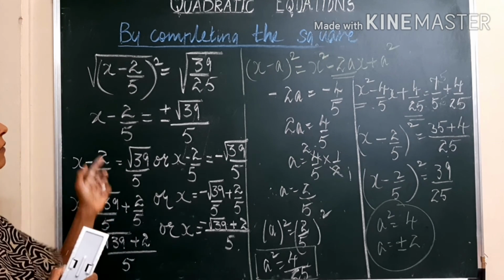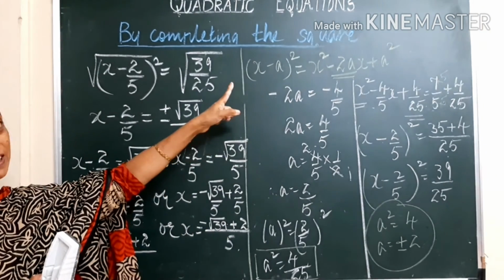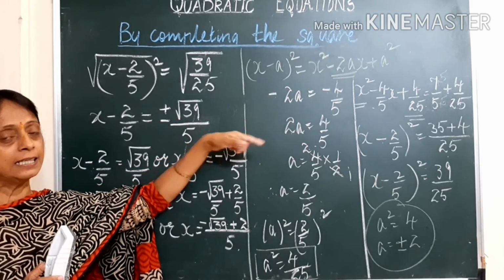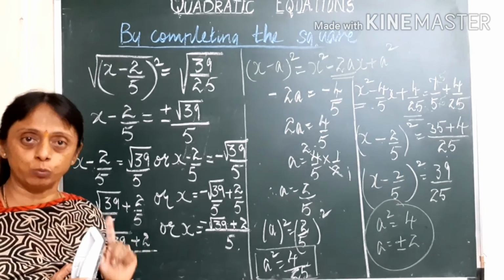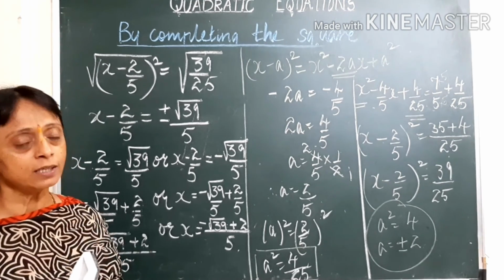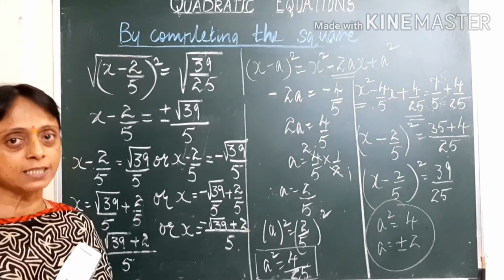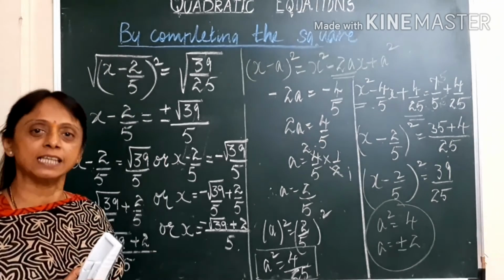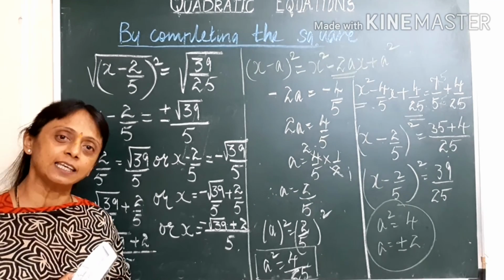So which method did we use? We used the method of completing the square. Only what did we take care of in the first step, children? Let's recall. We saw that the coefficient of the square term should be 1. If it is other than 1, the same number will be divided throughout the equation to equate it to 1, and then follow the same steps to ultimately get the roots of the given quadratic equation.